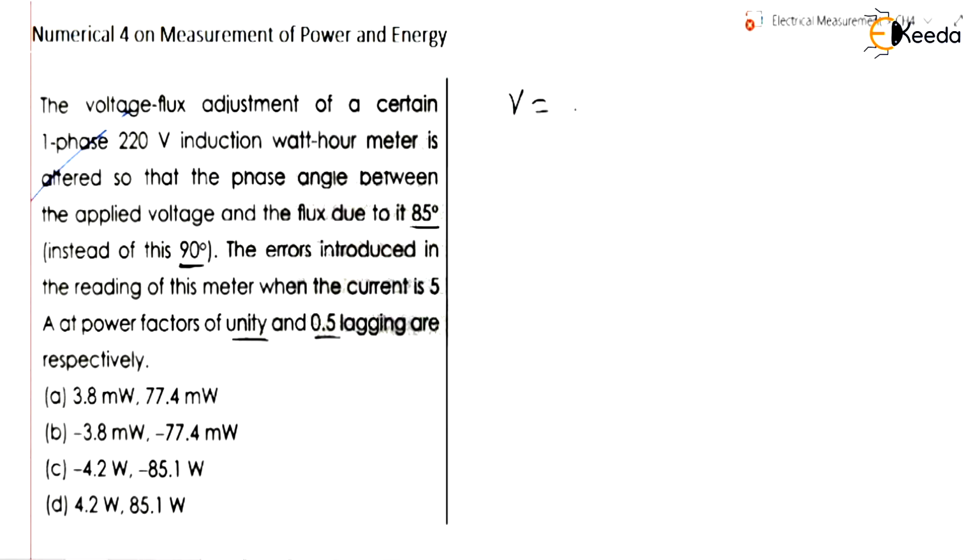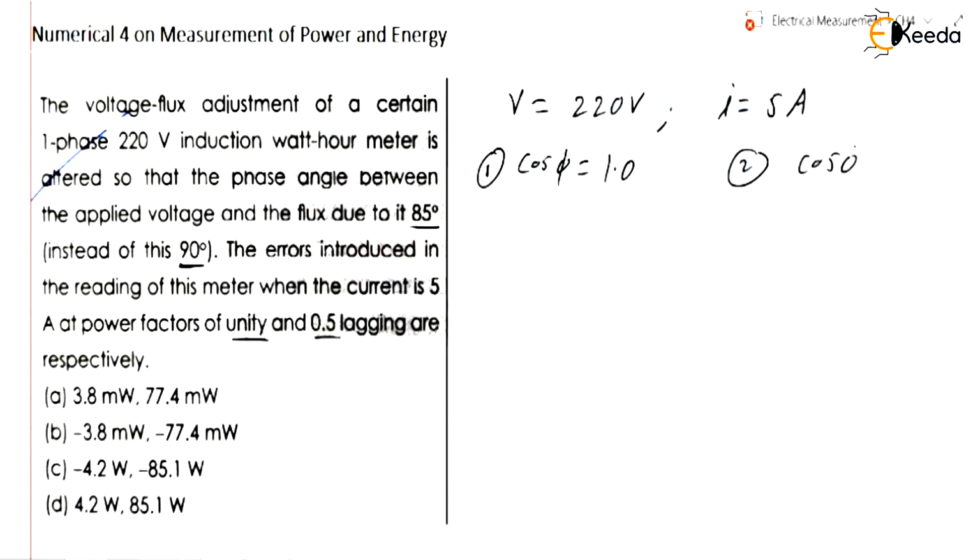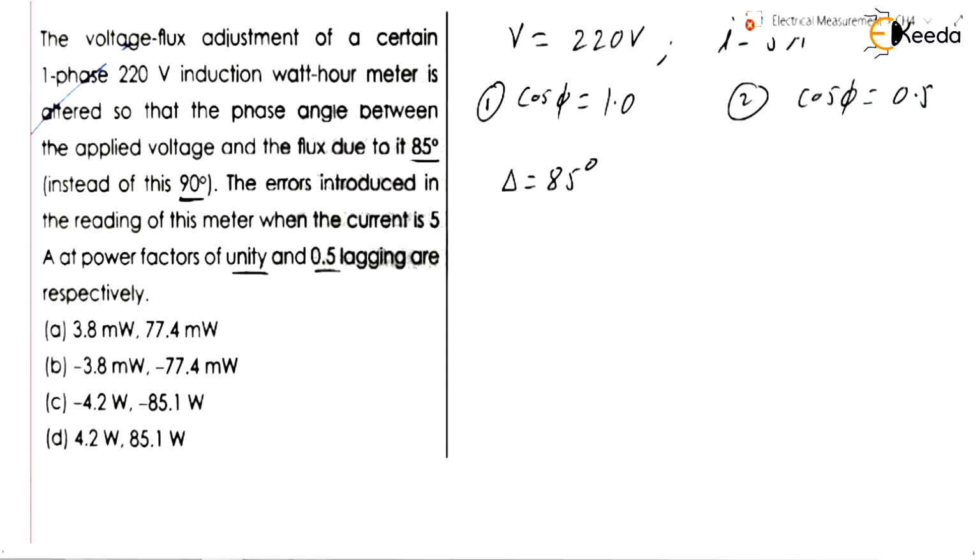First of all, V is given, it is 220 volt. Current I is also given, it is 5 ampere. They have given two power factors. In the first case, cos phi is equal to 1.0. In the second case, the power factor cos phi is equal to 0.5. And delta is equal to 85 degree. This is given. Now our task is to find the error.